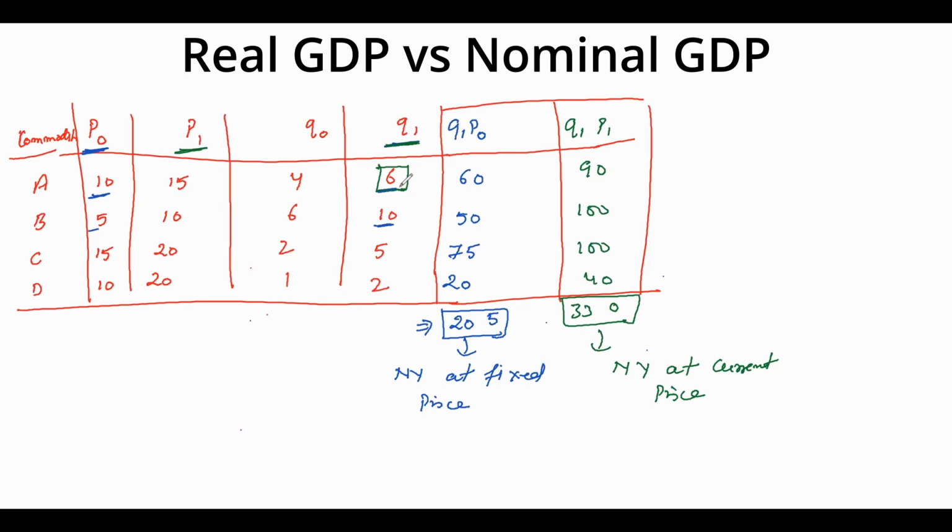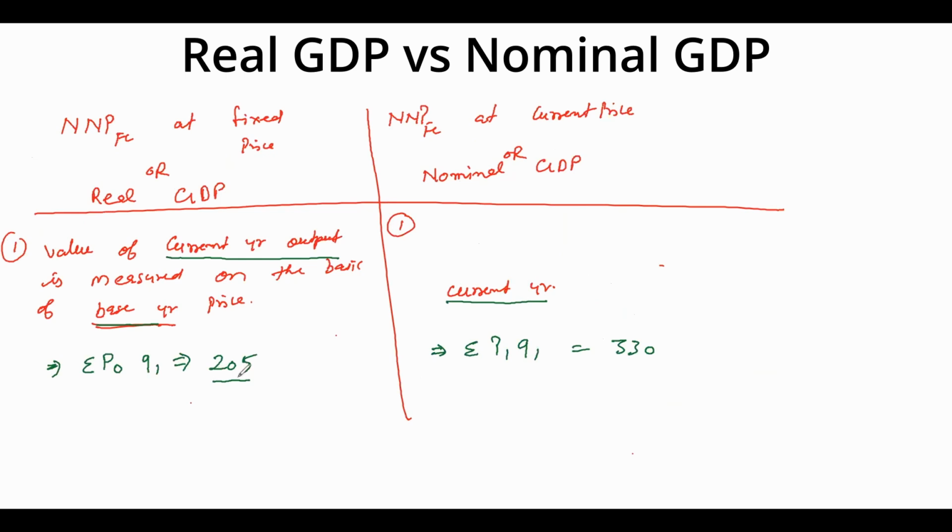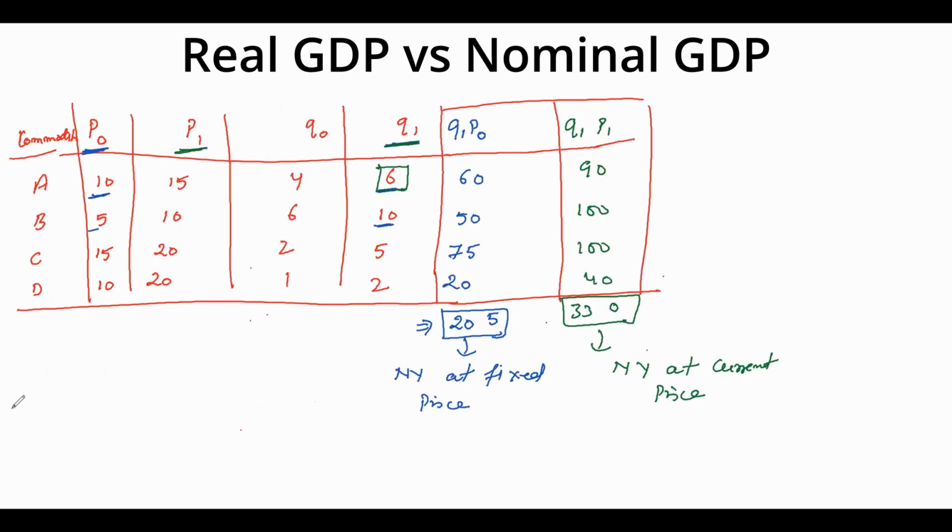So the conclusion is this: this value, or you can say real GDP, can be increased only by increase in output. Real GDP can be increased only by increase in output. Clear? So now tell me again here, I want to increase this 330.